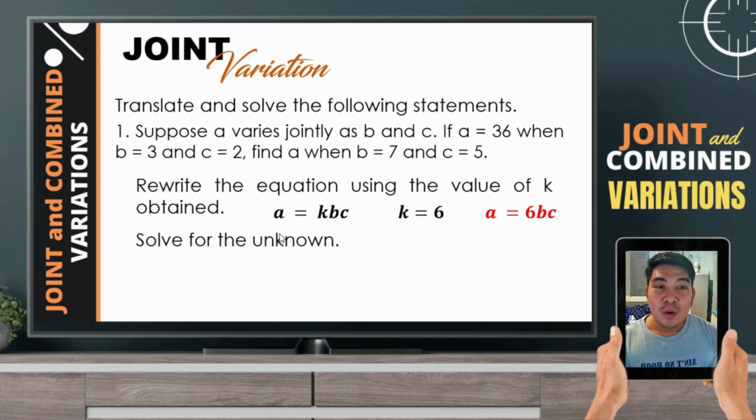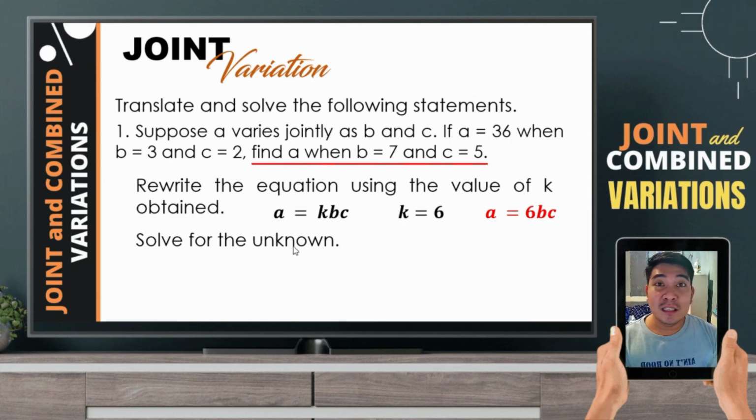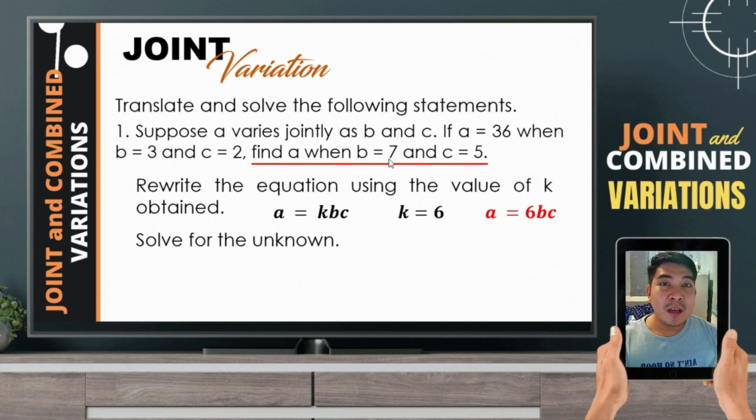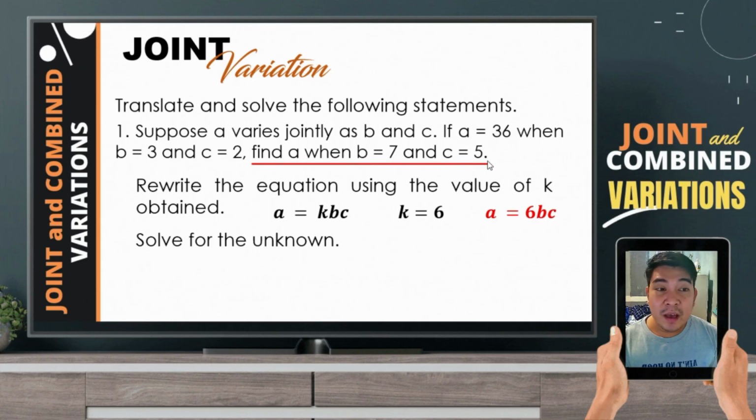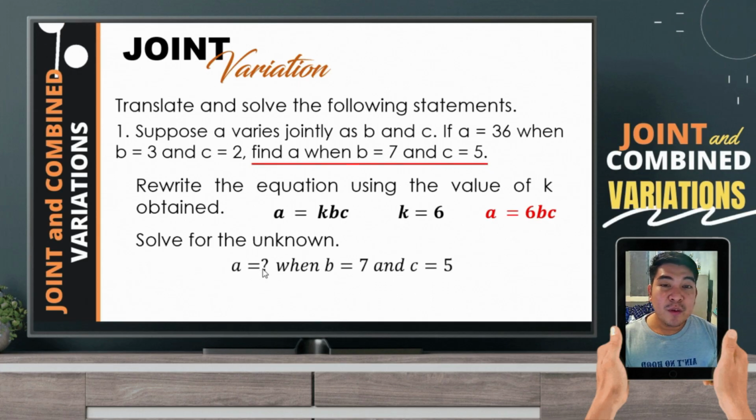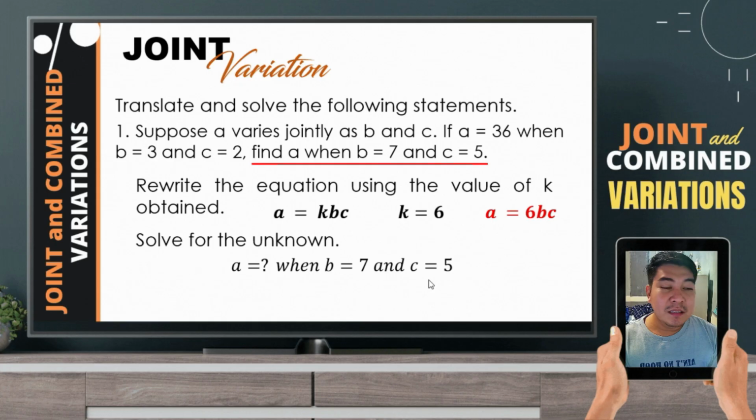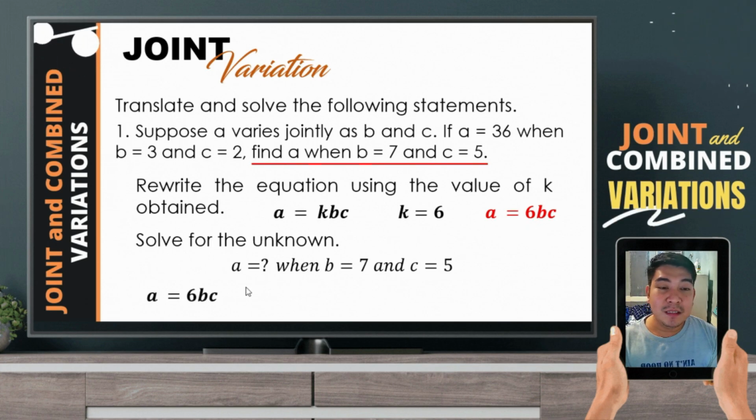Ano nga ba yung unknown? We can find it using this statement: find A when B equals 7 and C equals 5. So we need to find the value of A when B is 7 and C is 5. Anong gagamitin natin equation? This equation in red ink. So that will be A is equal to 6BC.